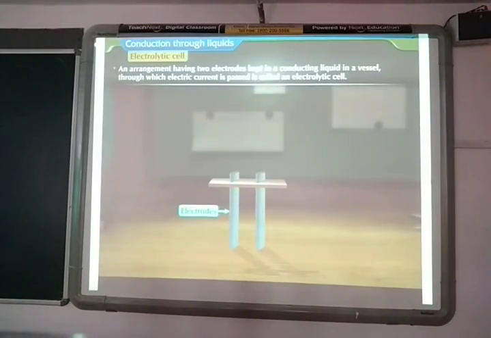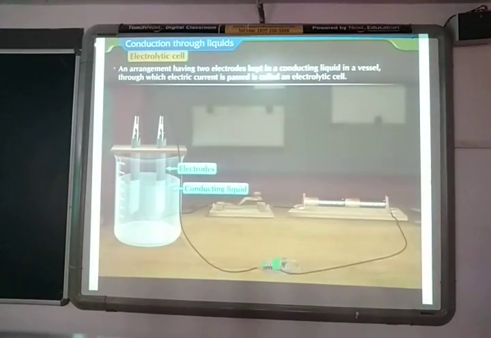Electrolytic cell. An arrangement having two electrodes kept in a conducting liquid in a vessel through which electric current is passed is called an electrolytic cell.